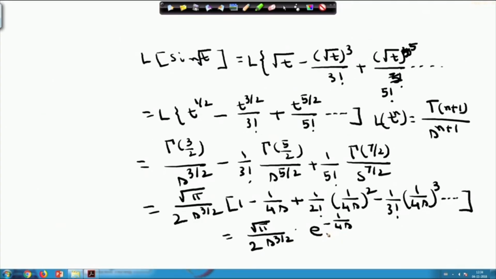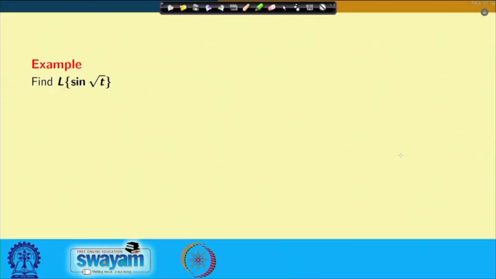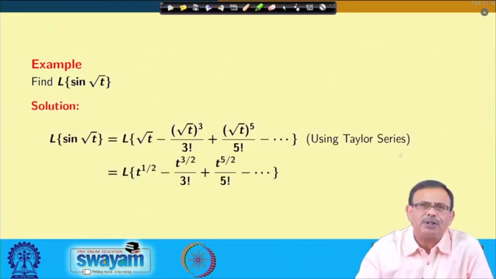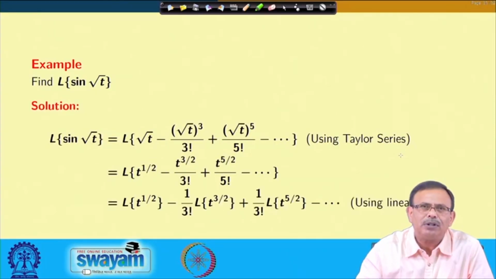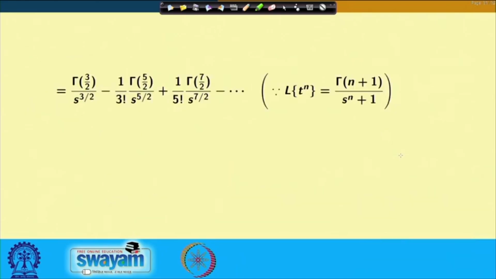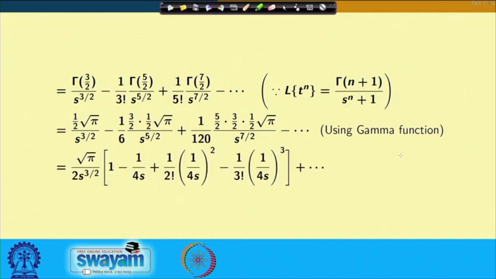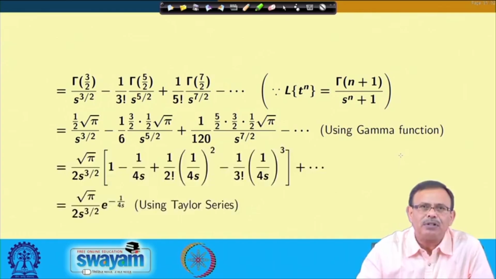We will see afterwards how we can do this using some other properties also. This I have written here, whatever I derived, that only I am showing now, and these steps are coming, and the last step is the value e power minus 1 by 4s.